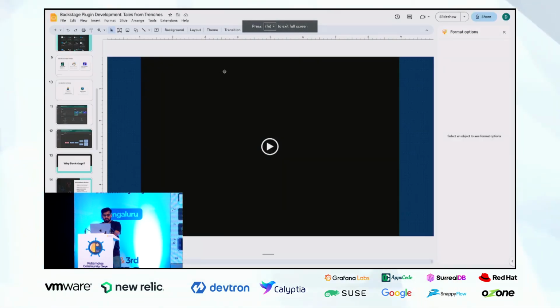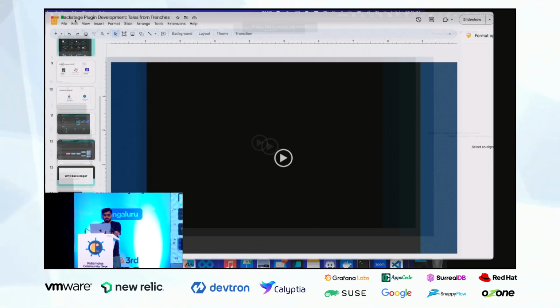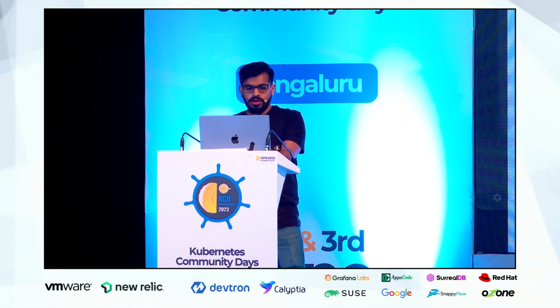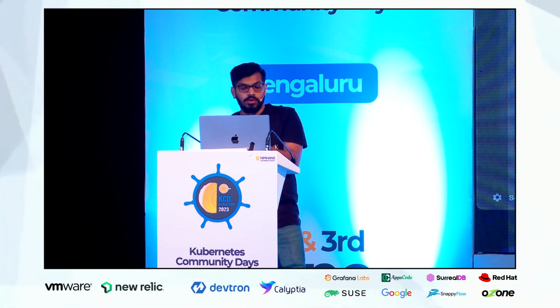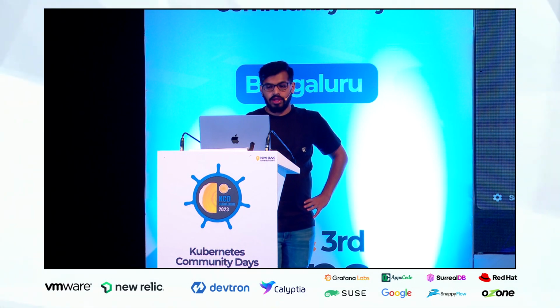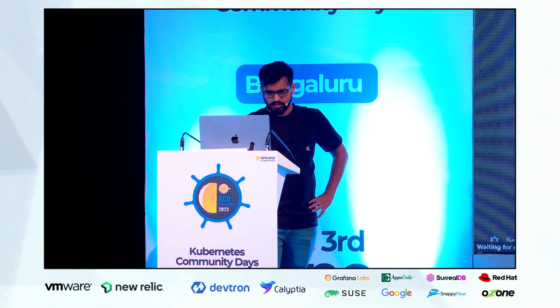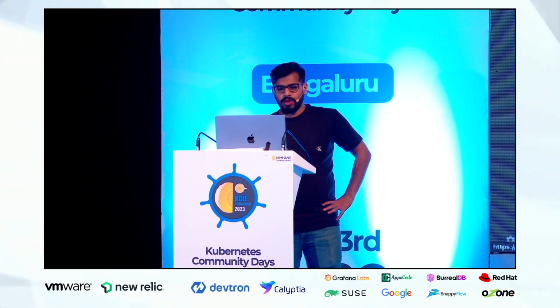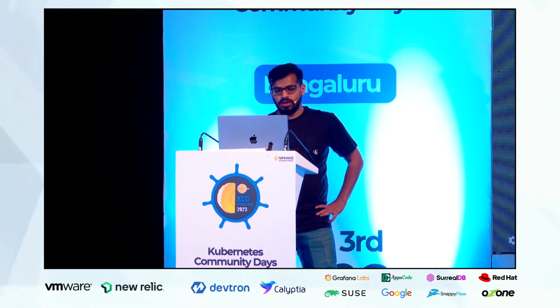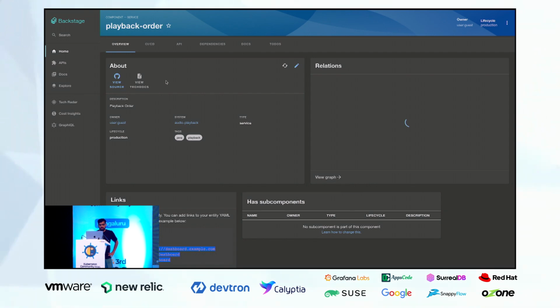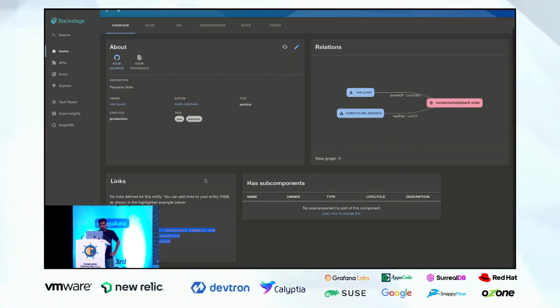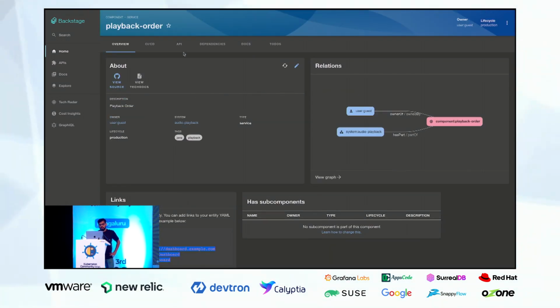Okay, so much of the talk, let's see what Backstage looks like. This is typically how a Backstage system would look. You can see I'm on my home page, the Backstage catalog. You have all the components or services, like you can see, playback order is a service. And you have all the CI/CD tools, API dependencies, docs, to-dos, and the relations. This is what I was talking about, the ownership.